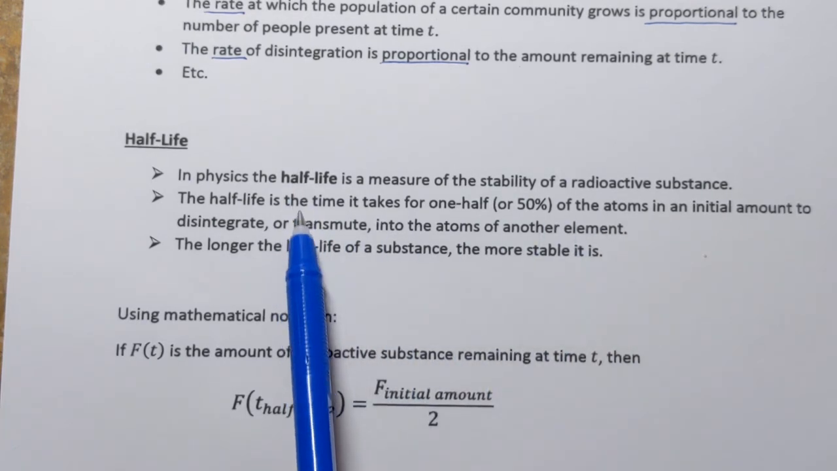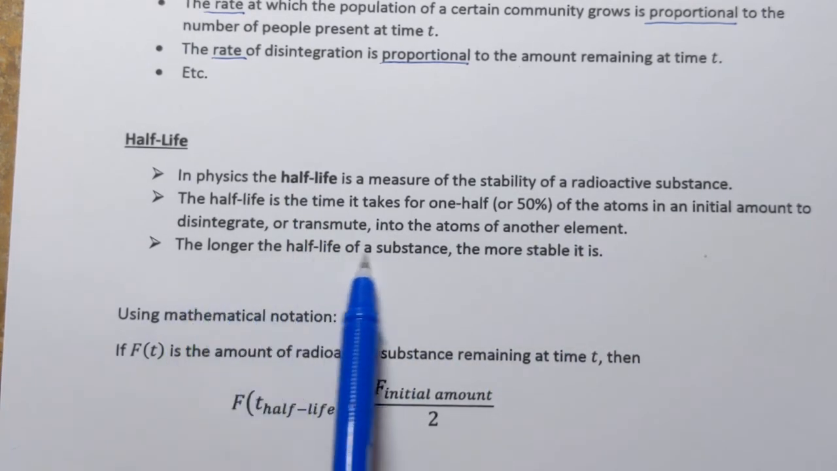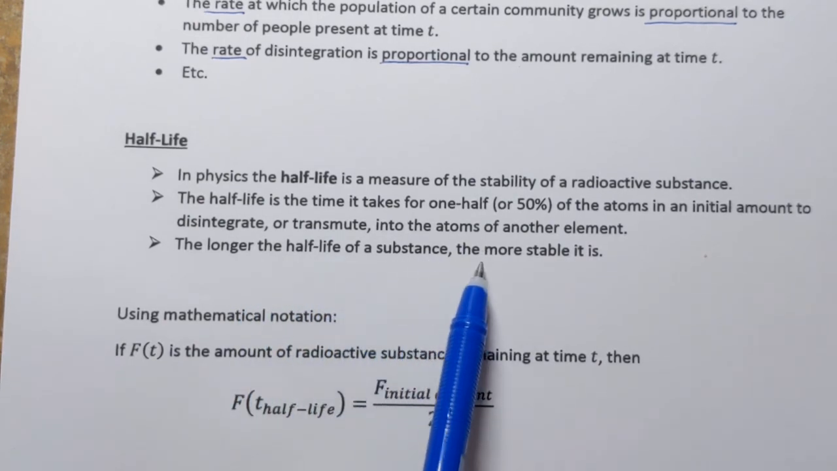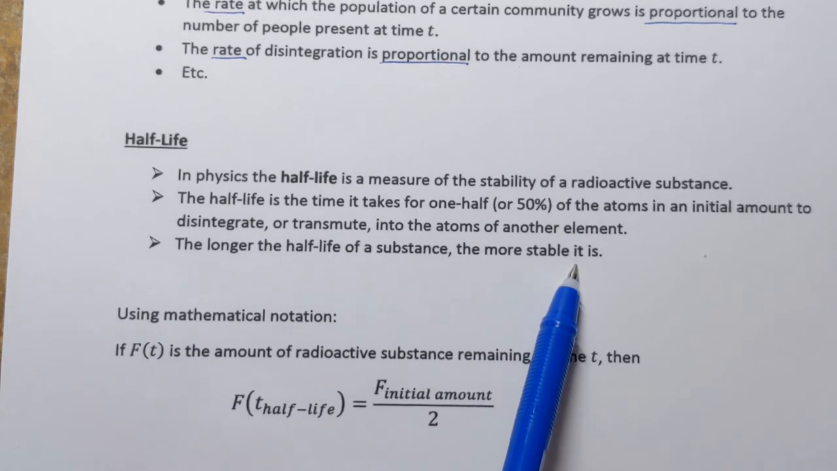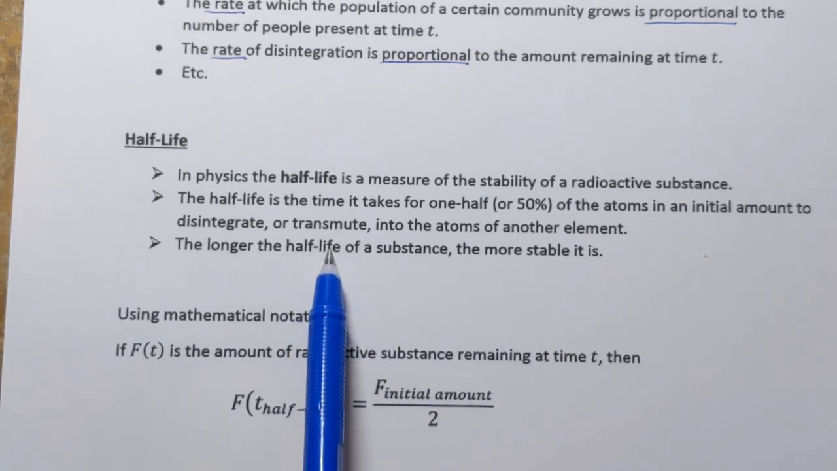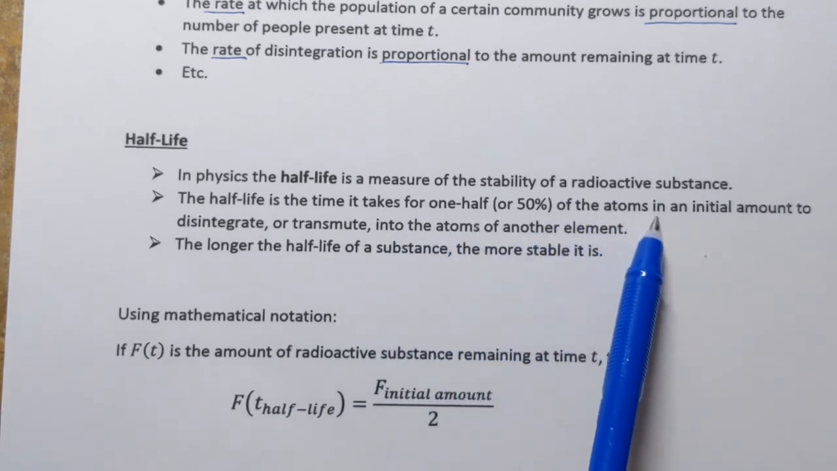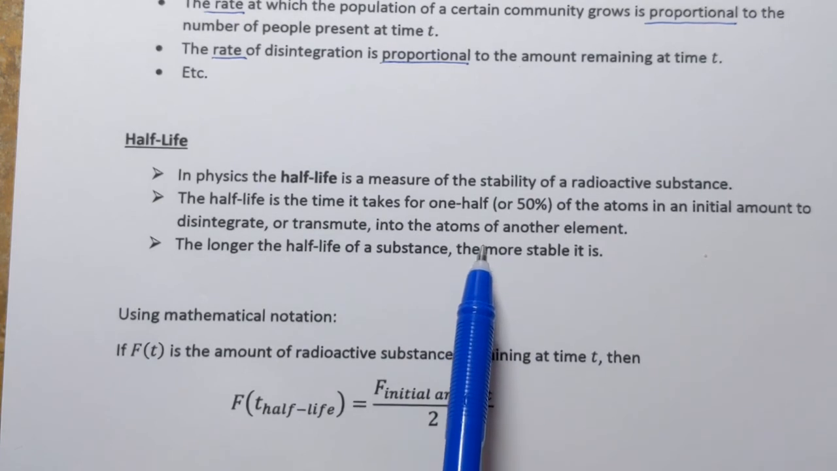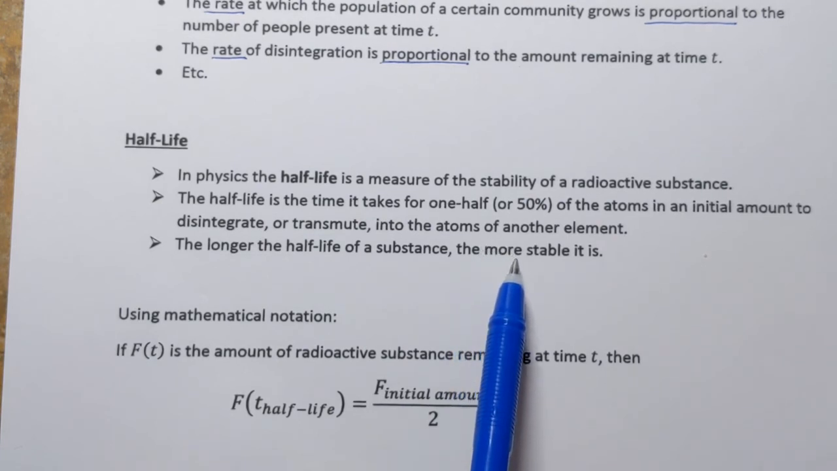To connect those two together, we can read this last note. It says that the longer the half-life of a substance, the more stable it is. That's how it measures the stability. The more time it takes for half of the atoms to disintegrate or transmute into some other atoms, the more stable it is. So that's how we think about it.